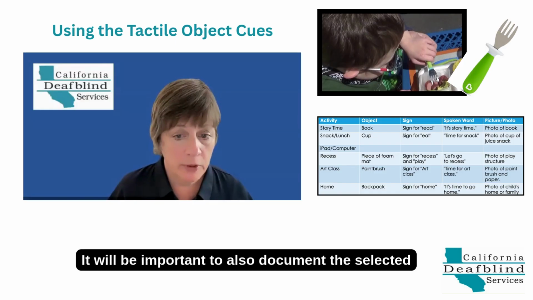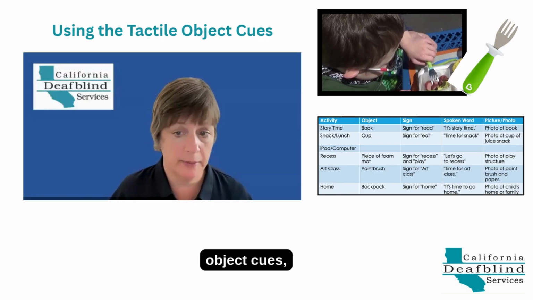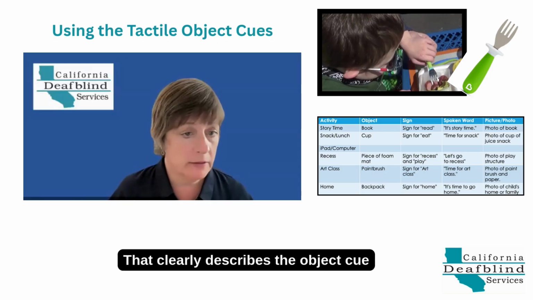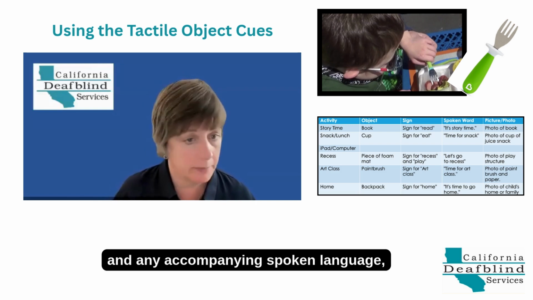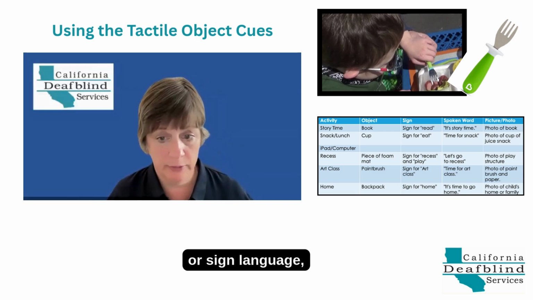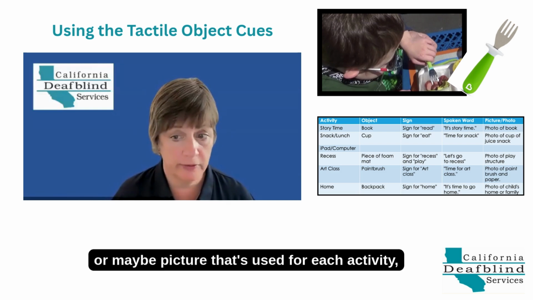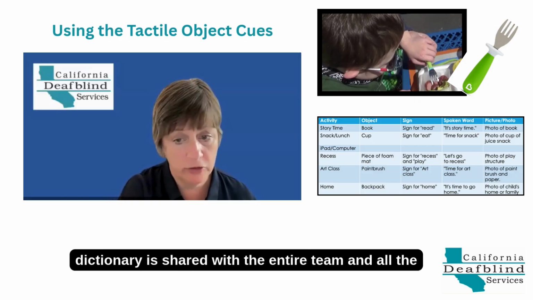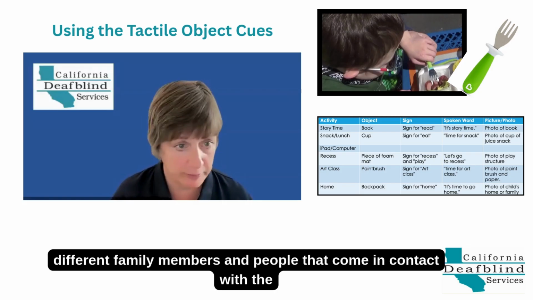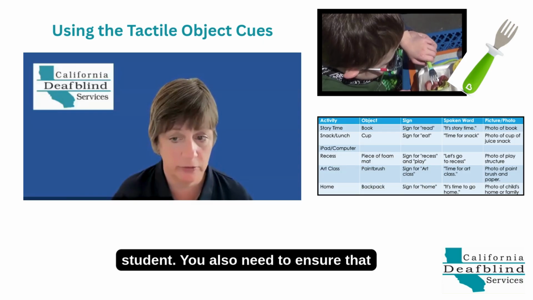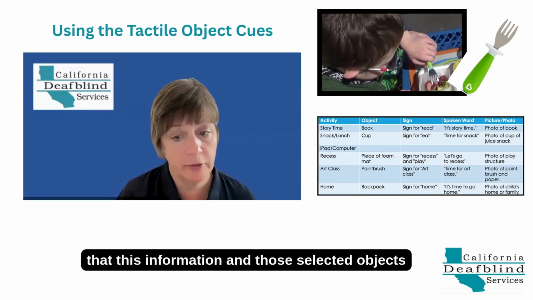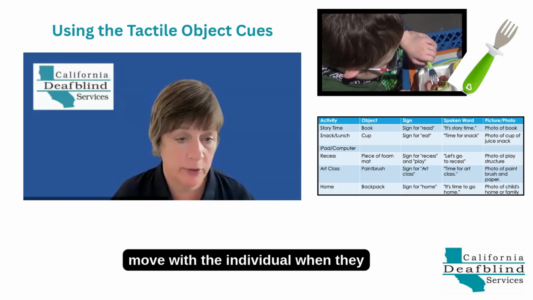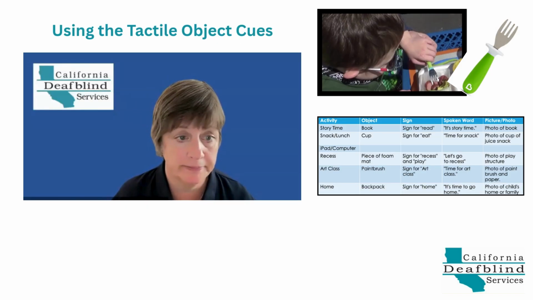It will be important to also document the selected object cues. And you can do this by creating a communication dictionary that clearly describes the object cue and any accompanying spoken language or sign language or maybe picture that's used for each activity, place, and person. And then you'll want to make sure that that dictionary is shared with the entire team and all the different family members and people that come in contact with the student. You also need to ensure that this information and those selected objects move with the individual when they transition to a new class or placement.